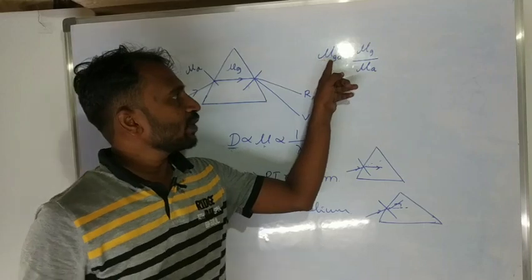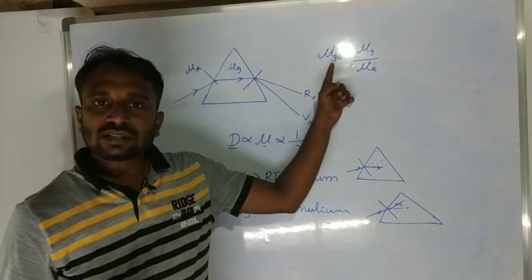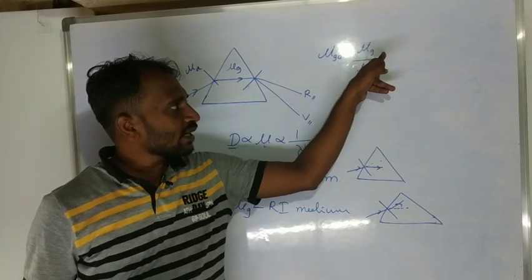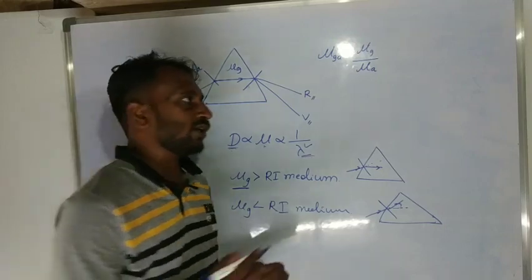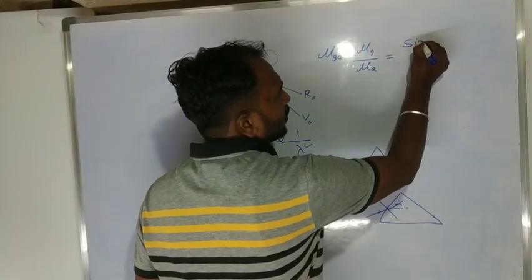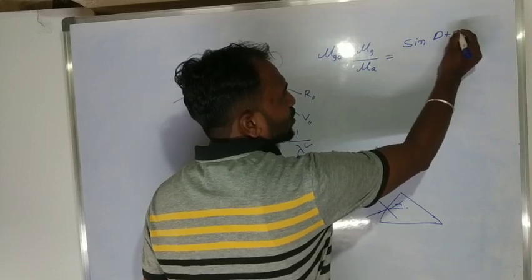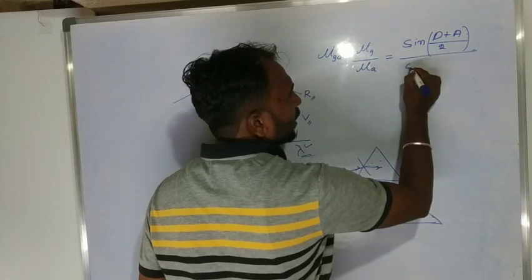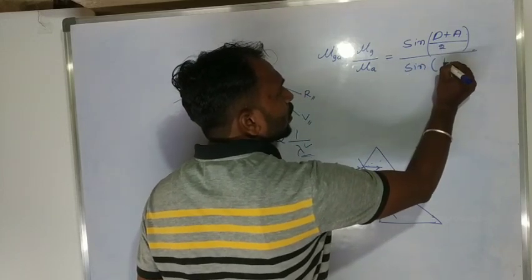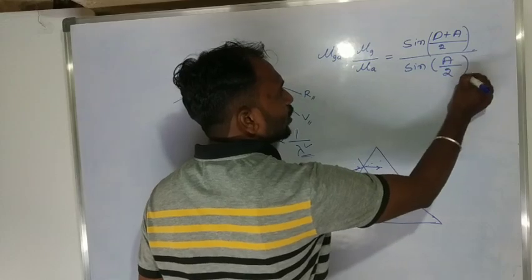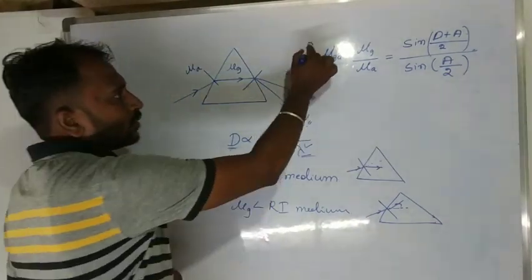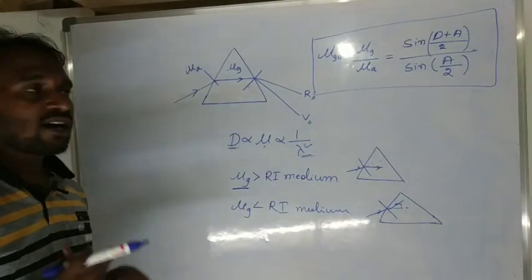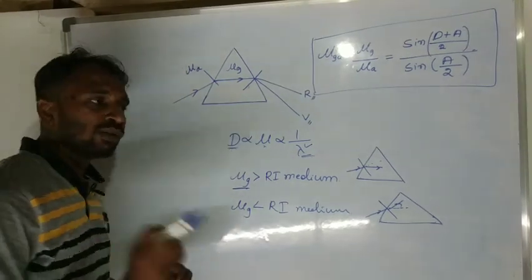So the refractive index of the glass with respect to air is equal to the refractive index of the glass divided by the refractive index of the medium, which is equal to sine of (angle of deviation plus angle of prism) divided by 2, whole divided by sine of angle of prism divided by 2. This is the refractive index of glass with respect to air, or with respect to the medium.